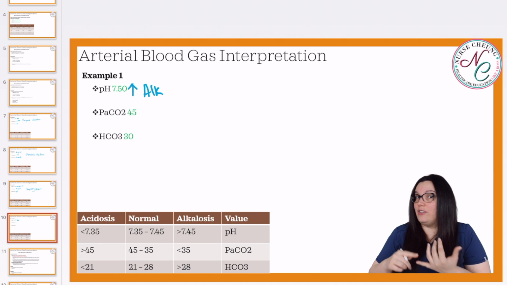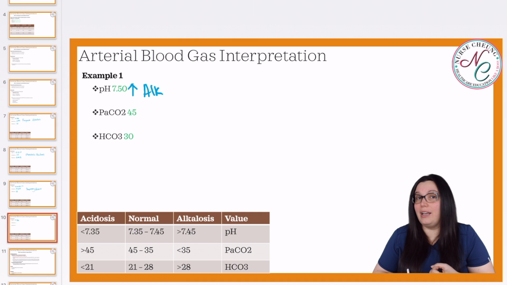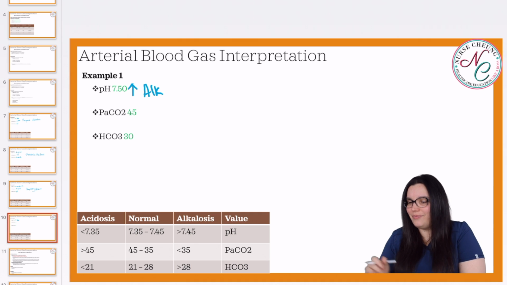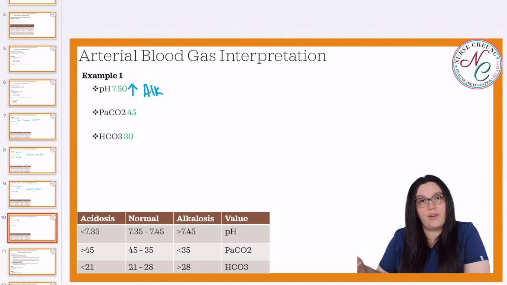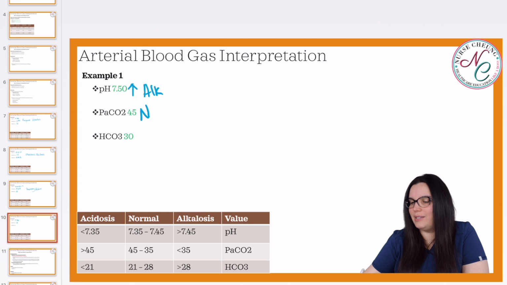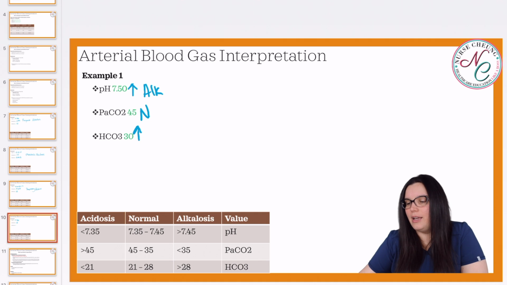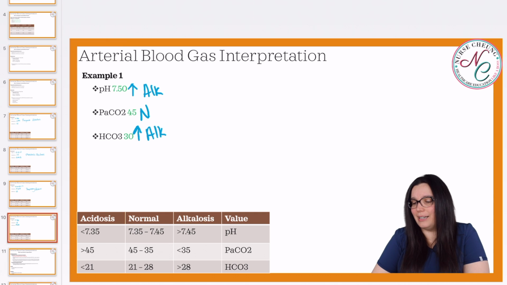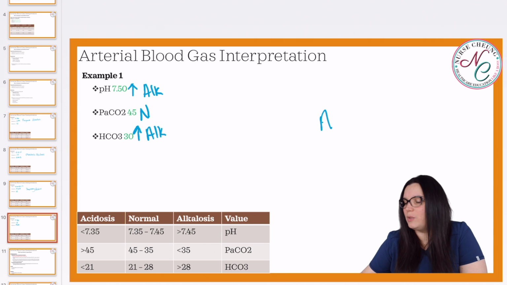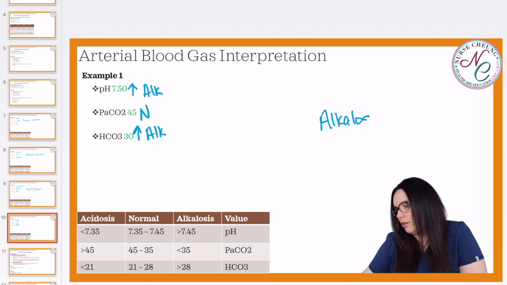Now we've got to figure out, is our PaCO2 out of whack or is our bicarb or HCO3 out of whack? So we've got a PaCO2 of 45. Well, normal is 35 to 45 when it comes to our PaCO2, so we know that this value is neutral. When it comes to our bicarb, we've got a bicarb of 30, so we know that normal is between 21 to 28, so this is high, right? So we've got more base in our system than acid. So we're going to be in an alkalotic state. Well, based on what our values are showing us, we know that we are in an alkalosis.